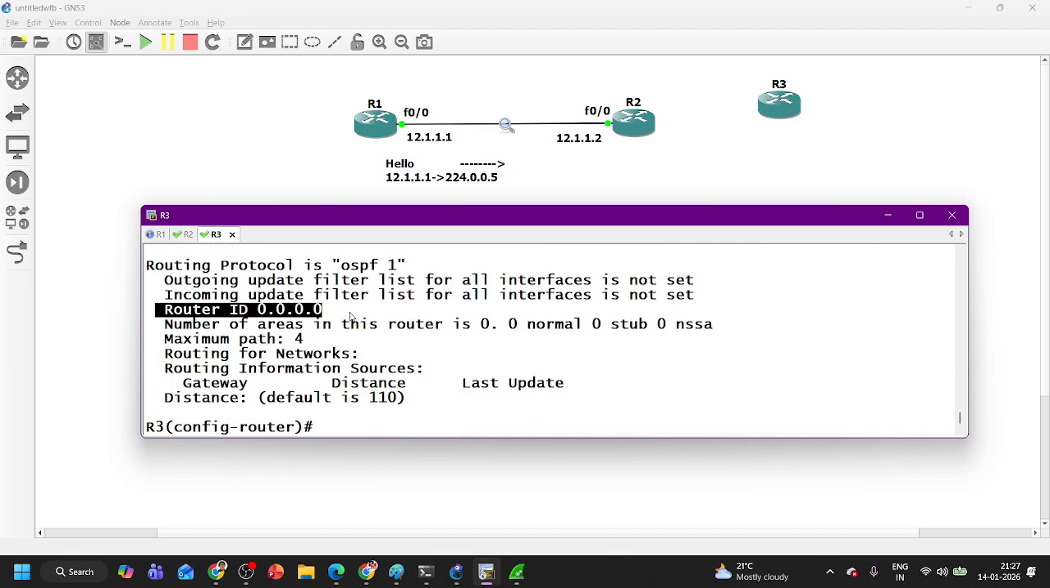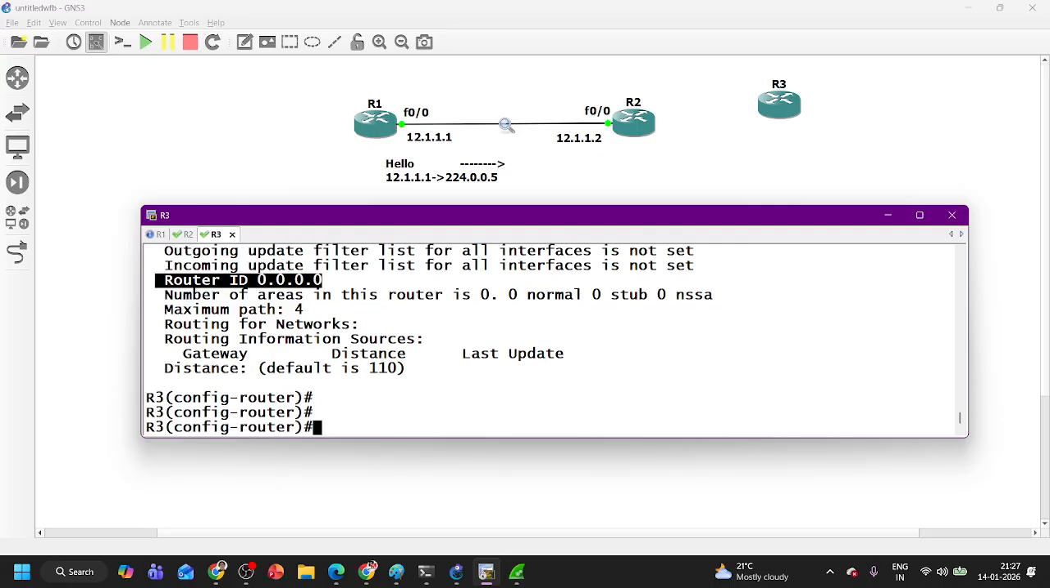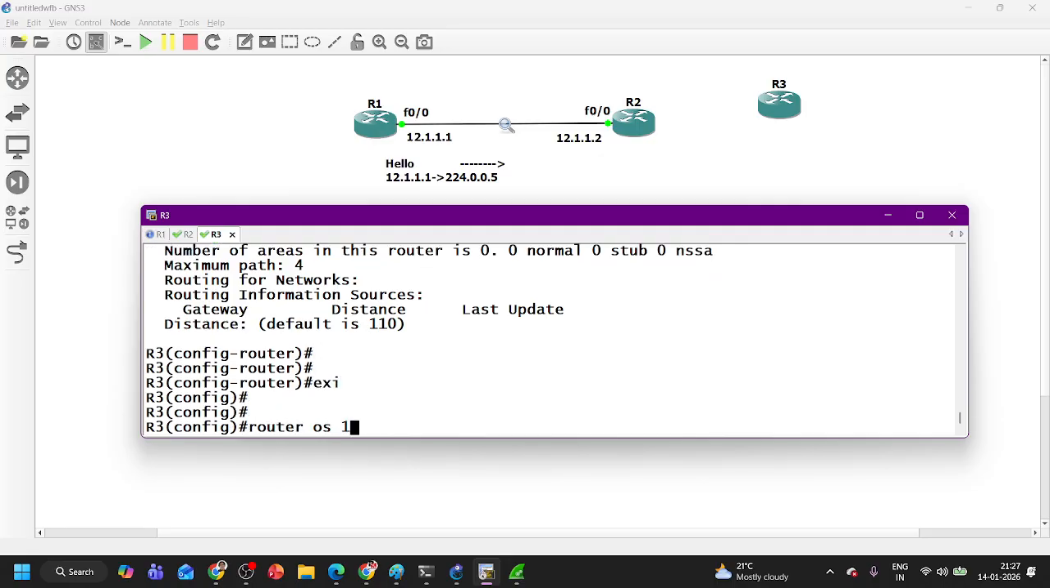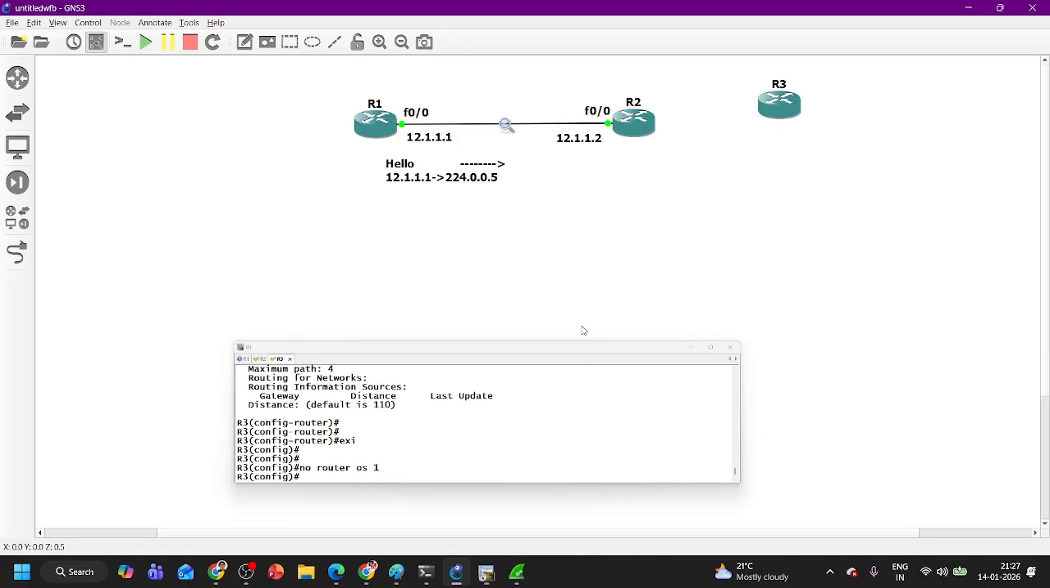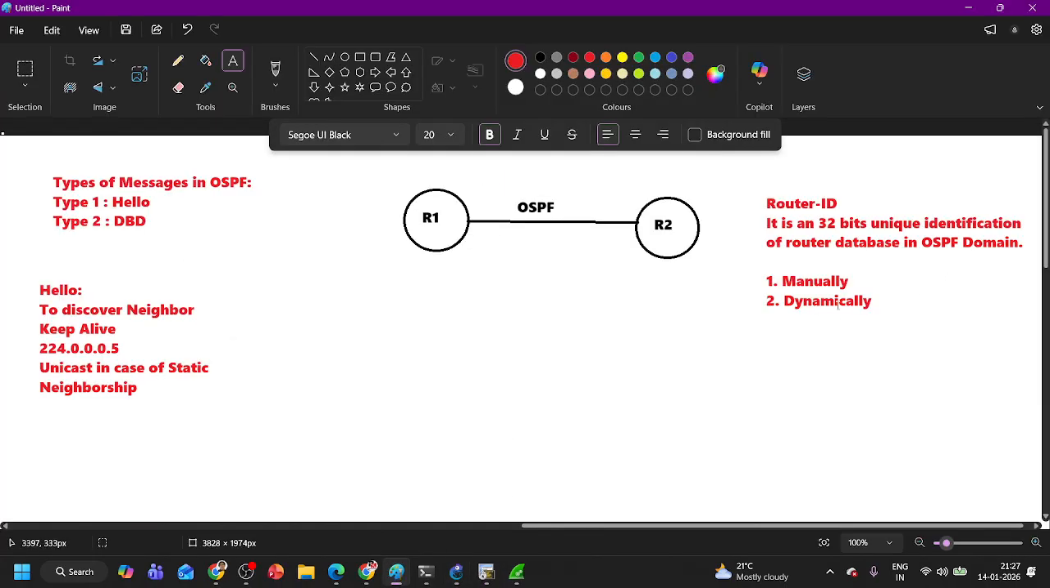Always remember, OSPF doesn't work with router ID 0.0.0.0. This router ID is reserved. Okay, now let me remove OSPF from here: no router ospf 1. In the dynamic way, manually we can configure the router ID, and that is going to be easy: router ospf 1 and after that router-id.